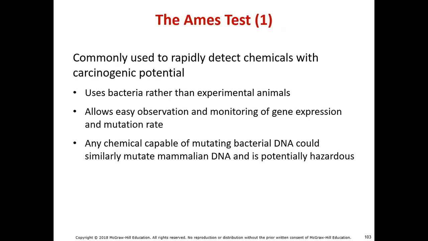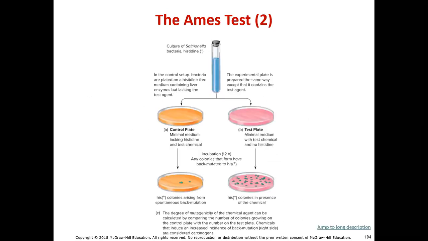There's a common test used to detect if chemicals have a carcinogenic potential. It is called the Ames test. The Ames test uses bacteria rather than experimental animals. It allows for easy observation and monitoring of gene expression and mutation rate. Any chemical capable of mutating bacterial DNA could similarly mutate mammalian DNA and is therefore potentially hazardous.